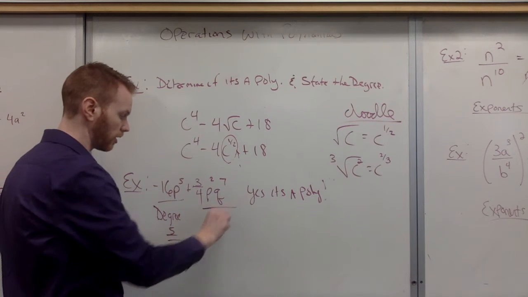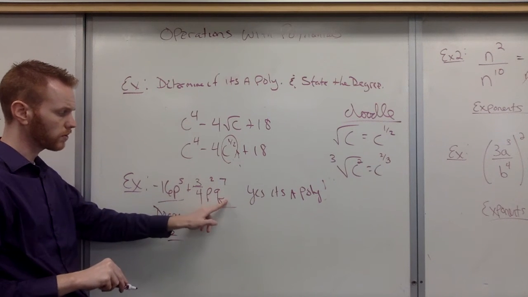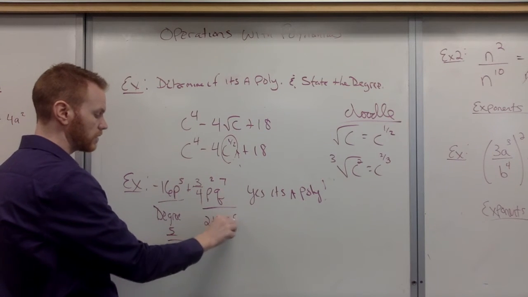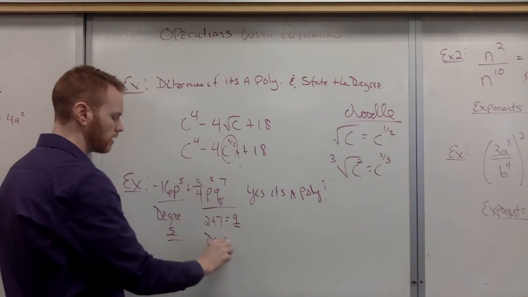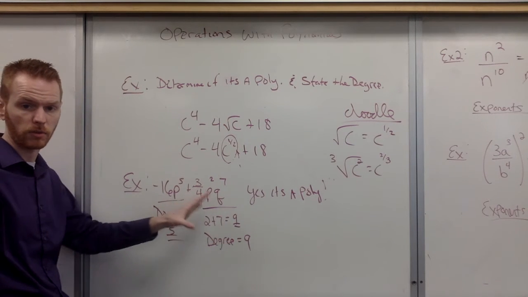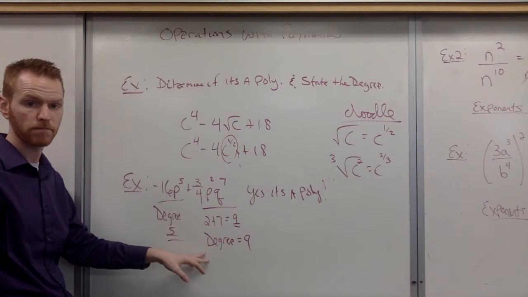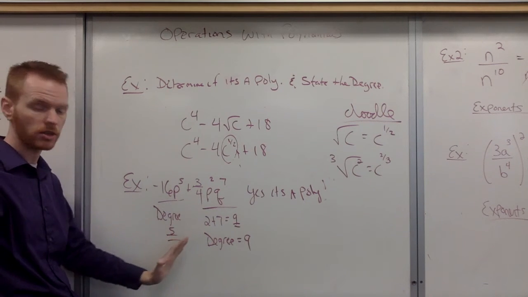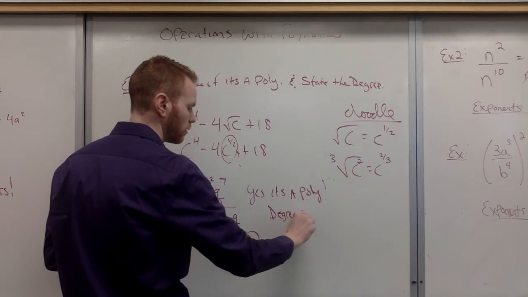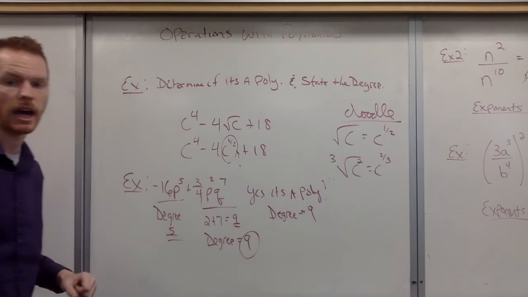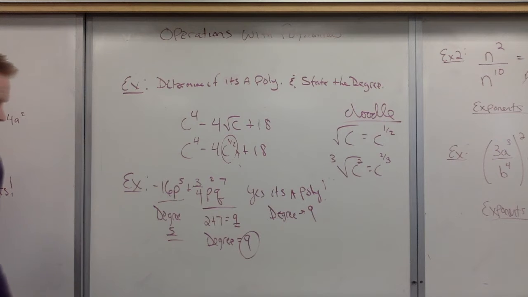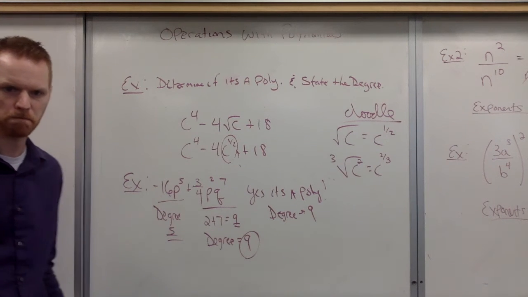Now, let's look at this guy over here. I have two variables. I have two exponents here. So I'm going to add them together. So 2 plus 7 gives me 9. So the degree for this monomial, this little part of the polynomial, is 9. Now, which one has the largest? This guy. So I'm going to call this polynomial that it has a degree of 9. So you got to pick the highest value there. Makes sense?